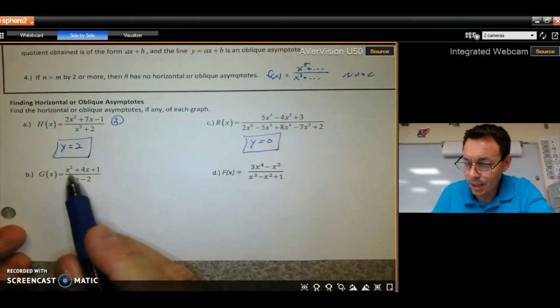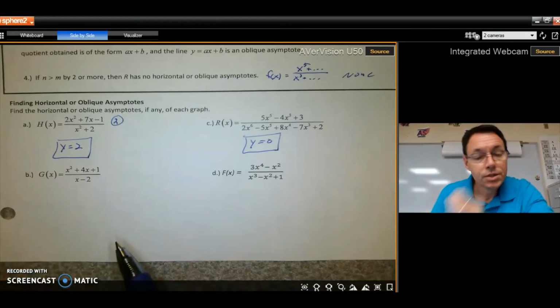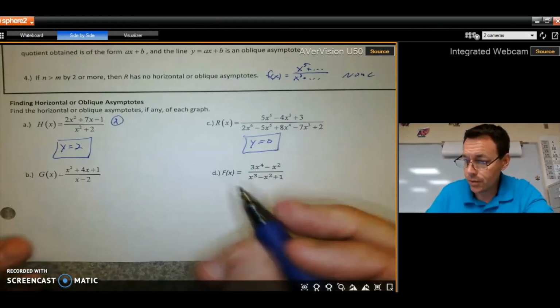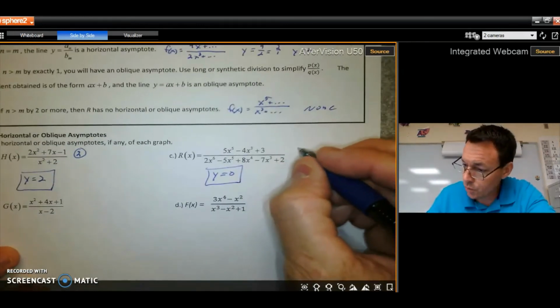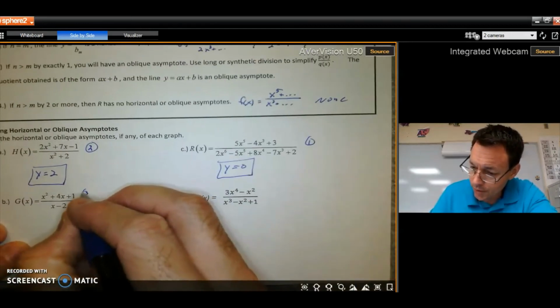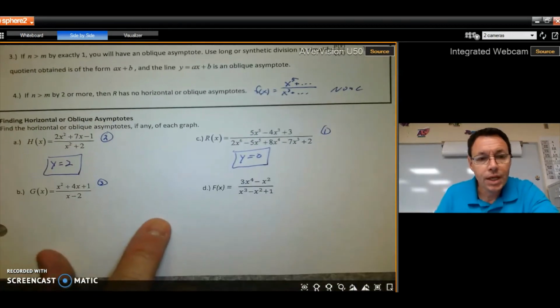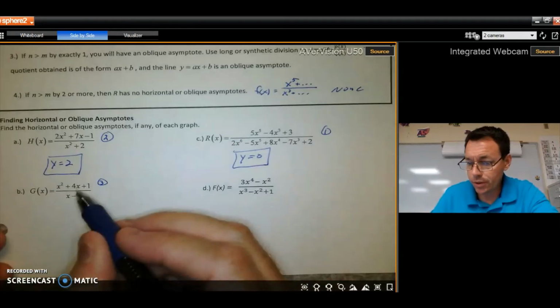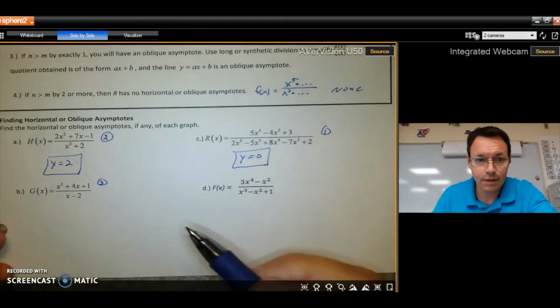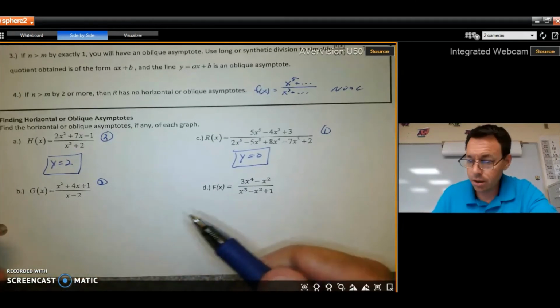Okay, B. Now example B, this is bigger than this. So that means we're going to have an oblique asymptote. So this one was rule 1, this is rule 3. We're going to have an oblique asymptote. And so to find that oblique asymptote, you literally just take this and divide it by that. Now I'm going to show you how long division works.